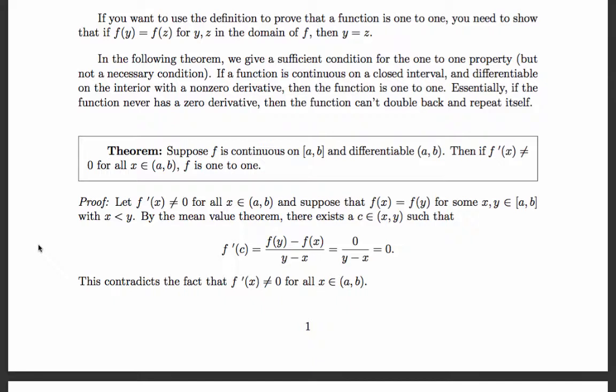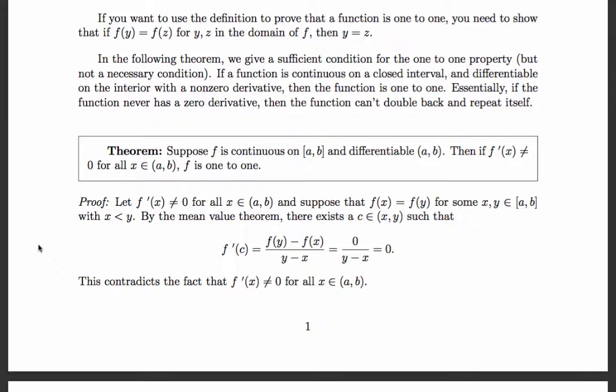So suppose the derivative is not zero for every interior point, and suppose for the sake of contradiction that f of x and f of y are equal, but x and y are not. Well, by the mean value theorem, there exists a c in the interior, and the derivative of f at c equals the secant slope passing through x and y.